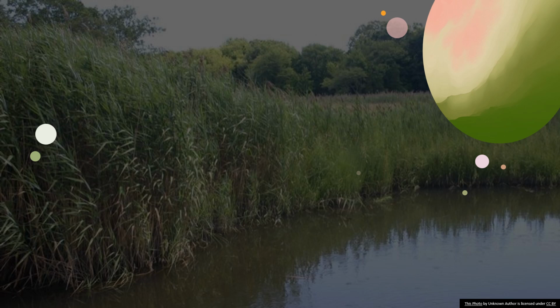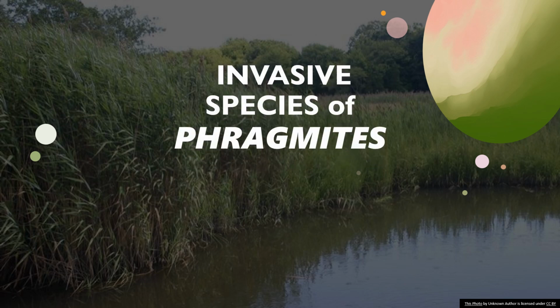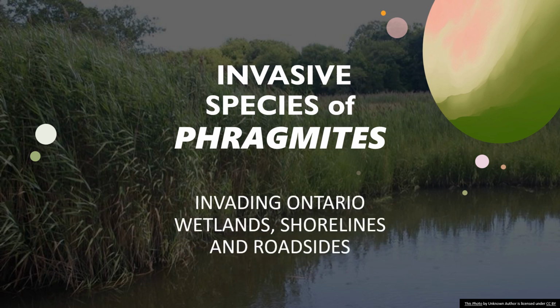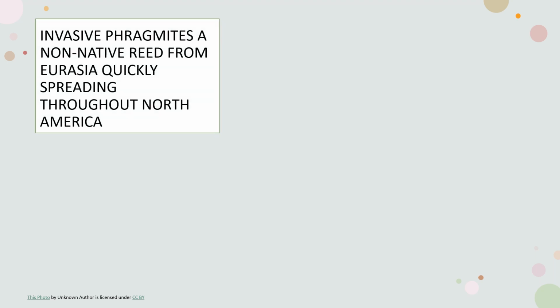Today, I'd like to talk to you about the invasive species of Phragmites. It's invading Ontario wetlands, shorelines, and roadsides. Invasive Phragmites is a non-native breed from Eurasia quickly spreading throughout North America.